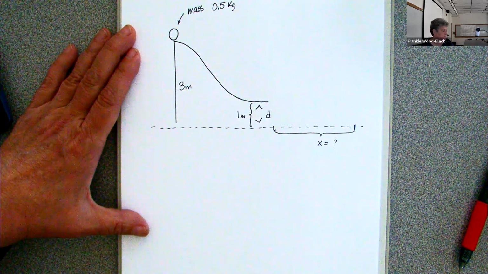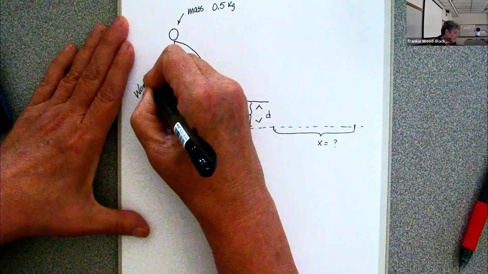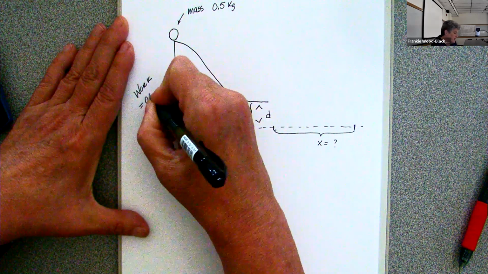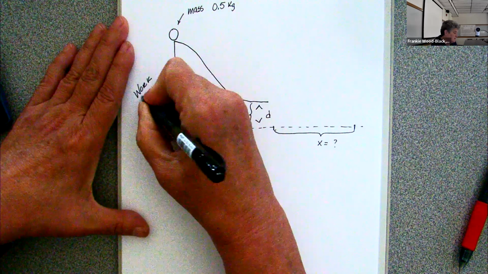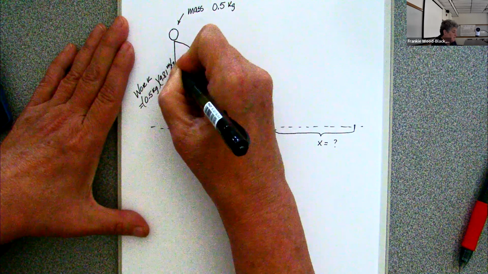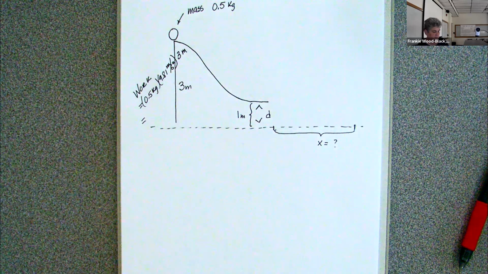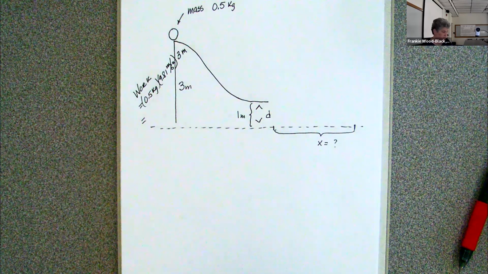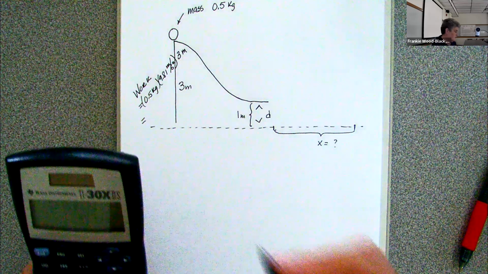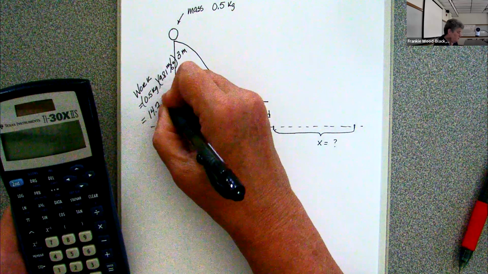Okay. Well, let's look at this part. The work done to get the ball up there is going to be 0.5 kilograms times 9.81 meters per second squared times 3 meters. So you get 0.5 times 9.81 times 3. I did 14.7 joules of work.